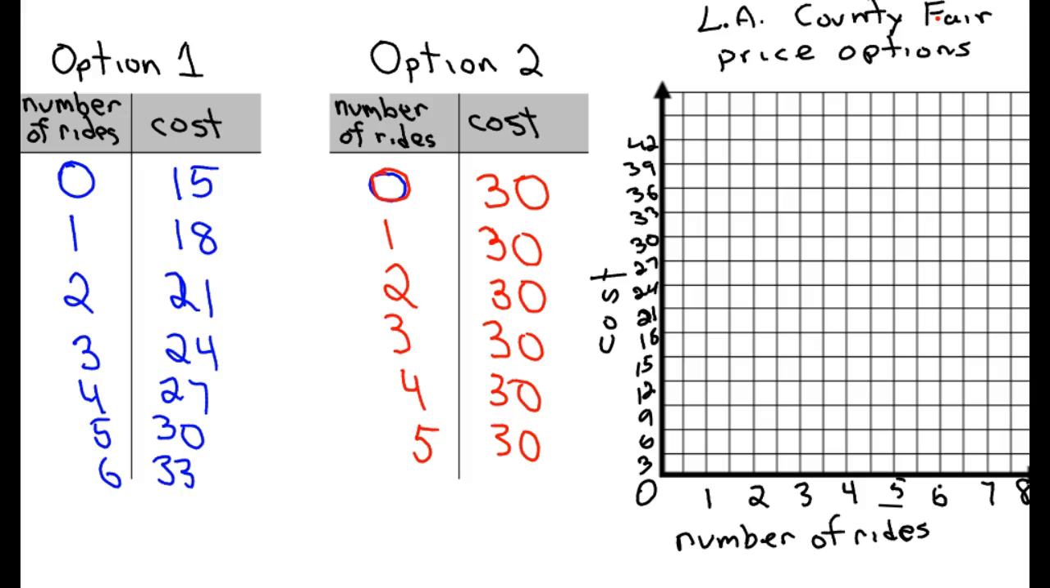Now we can. So we got 0, no rides, cost $15. Running rides cost me $15. Y-intercept. 1 ride costs $18. Okay. 2 rides is $21. Alright, and then from there, just like you figured out the pattern here, it goes up 3, goes up 3, goes up 3. There's a pattern here as well. You can just continue that pattern.